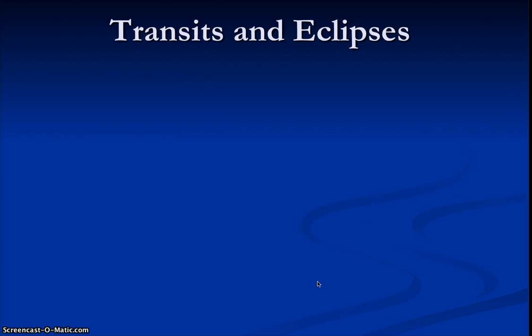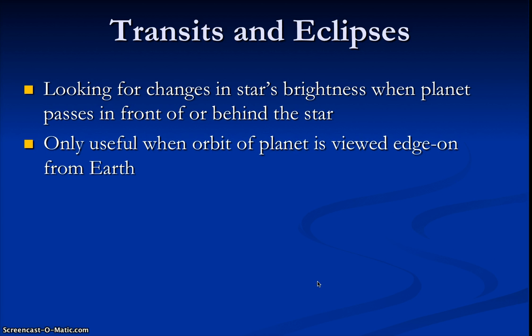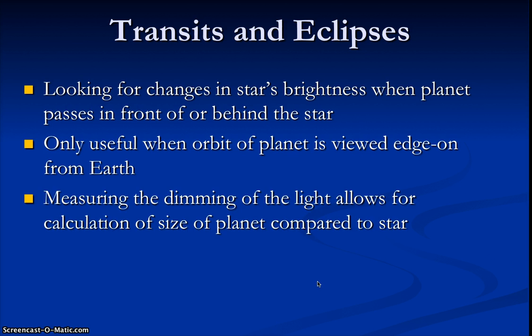Another thing that we can use to study extrasolar planets are the transits and eclipses. This is basically when we're looking for changes in the star's brightness when the planet passes either in front of or behind the star. Of course, this is only going to work if we're looking at the orbit as viewed edge-on from Earth so that we can actually see it pass in front of the star.